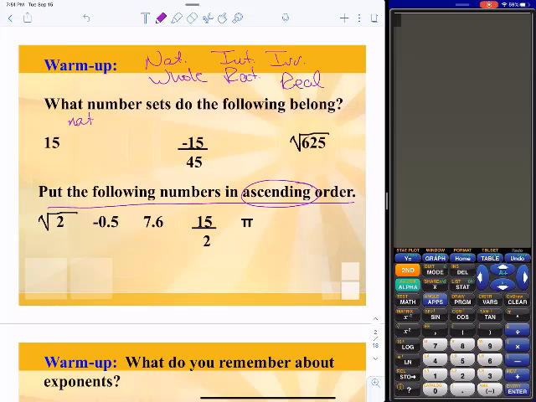Is it a whole number? Yes, it is a whole number. Is it an integer? If it's any one of those, and it's going to be an integer, and it's going to be rational, and it's going to be real.